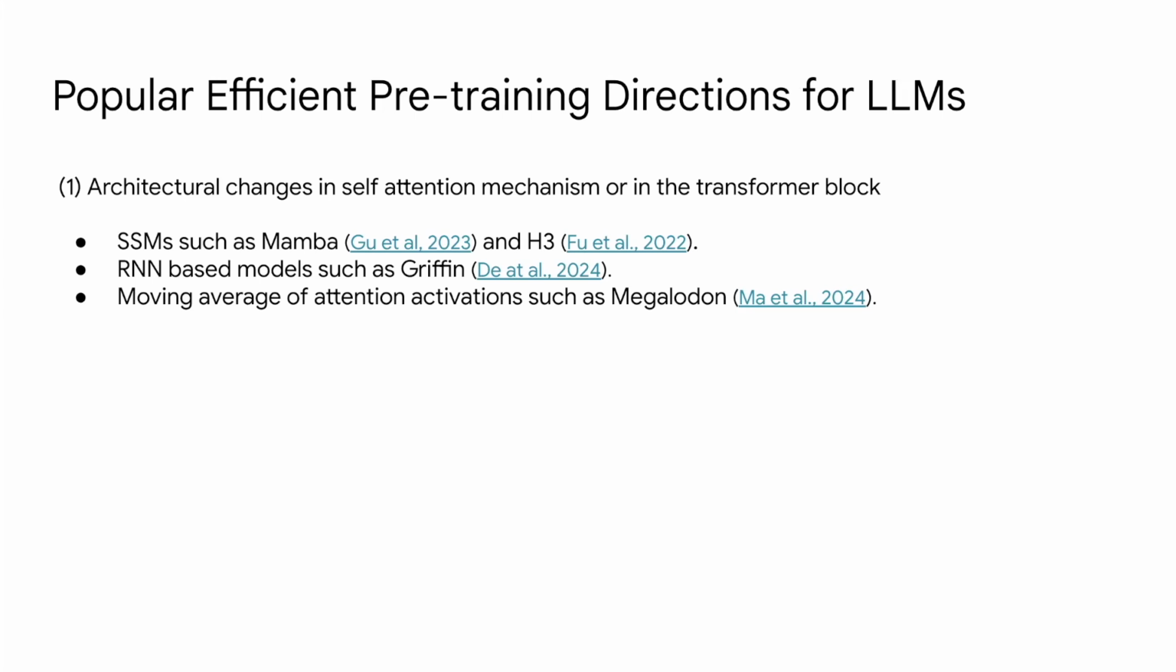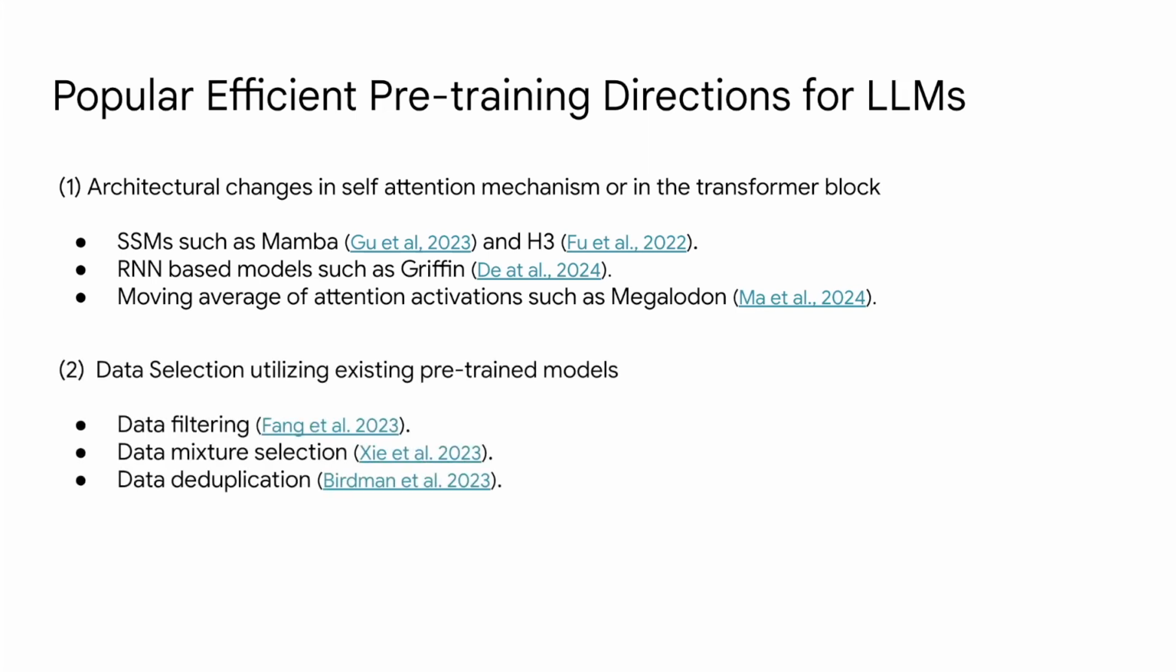Then there is this very recent paper, which came out, I guess, before last week, which shows that if you have a moving average of attention activation as a part of computing your attention activation mechanism, then you can have efficient pre-training. This paper is called Megalodon from Meta.